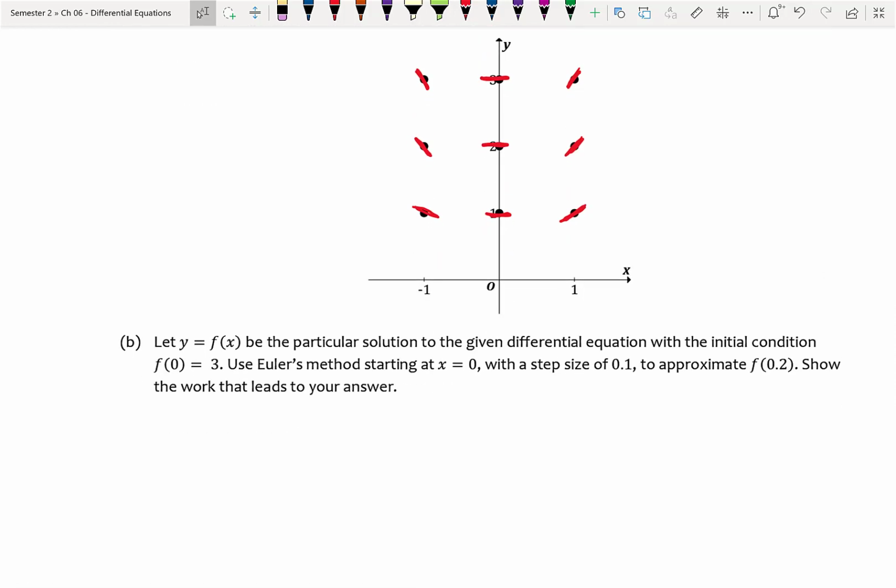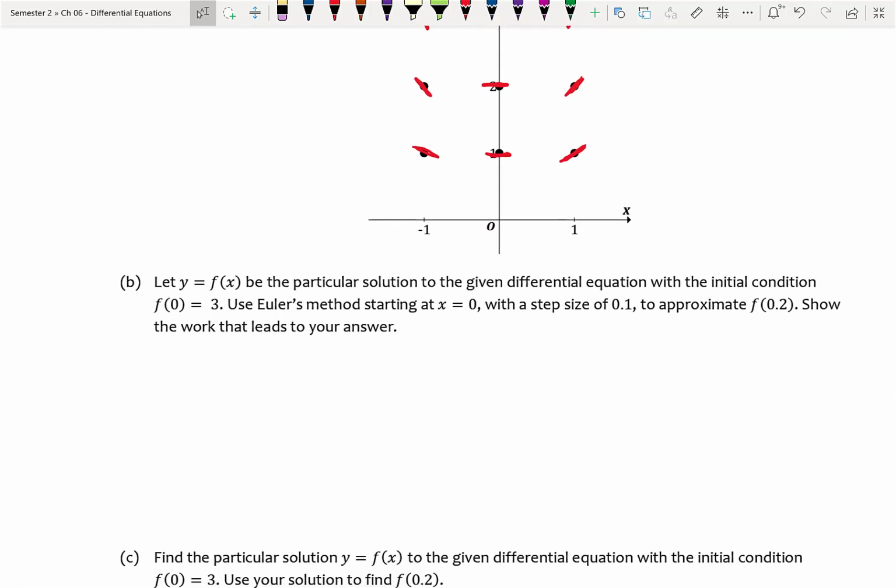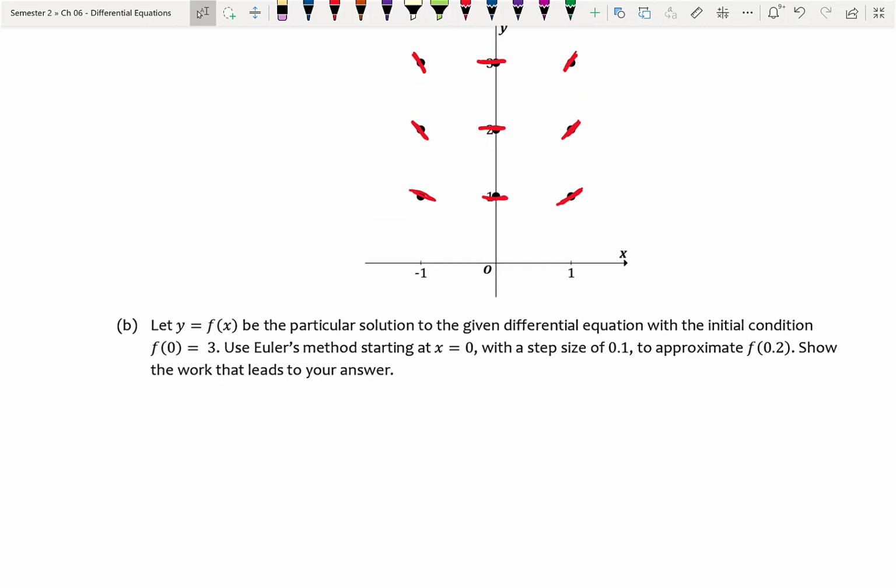Here's the tricky one. It says, let f of x be the particular solution to the given differential equation with initial condition of f of 0 is equal to 3. If this is separable, and this one is, we could actually solve that, but that's not what the question's asking. It's asking, using Euler, yes, pronunciation's a thing here, Euler, not Euler, as a method starting at 0 with a step size of 0.1 to use that to approximate f of 0.2. I didn't know what that meant. I don't think you do either.